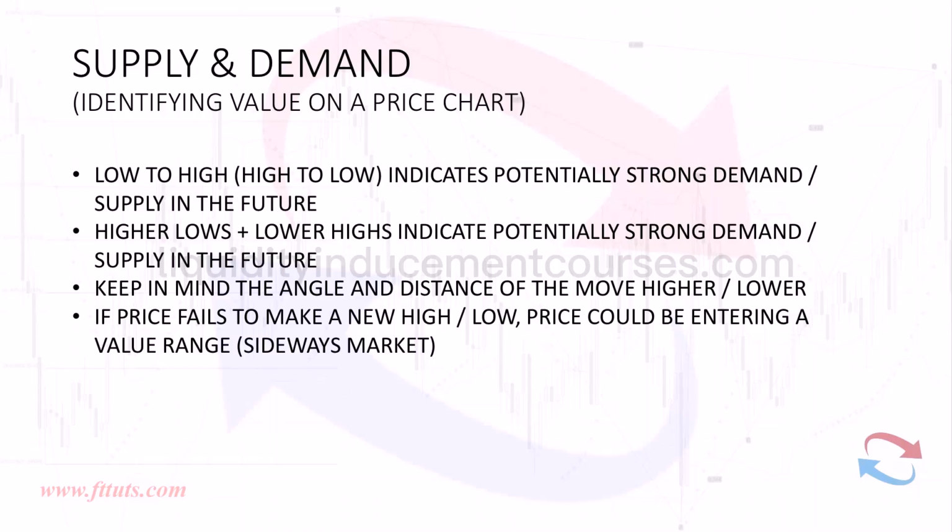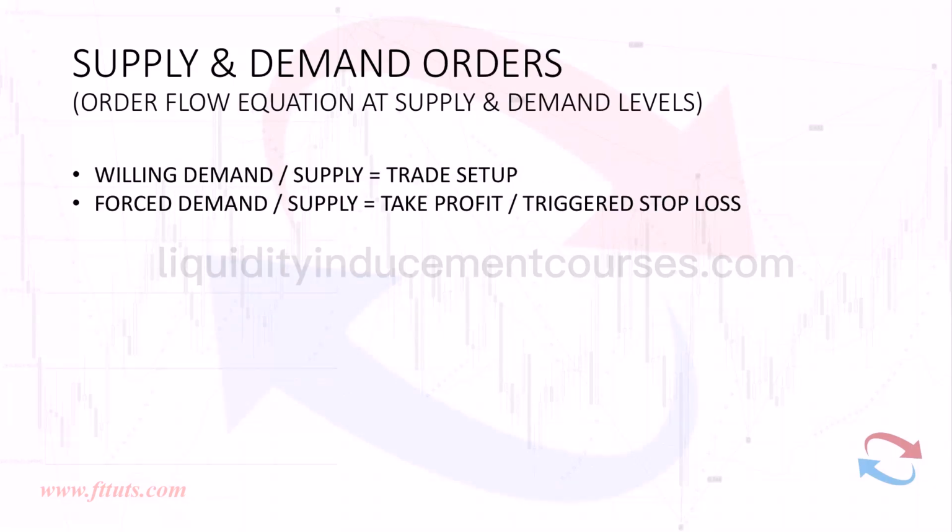So if price fails to make a new high or low, it could be entering a value range where the top of the value range would be considered an expensive area and the bottom of the range would be considered a cheap or bargain price area. Now, supply and demand orders.